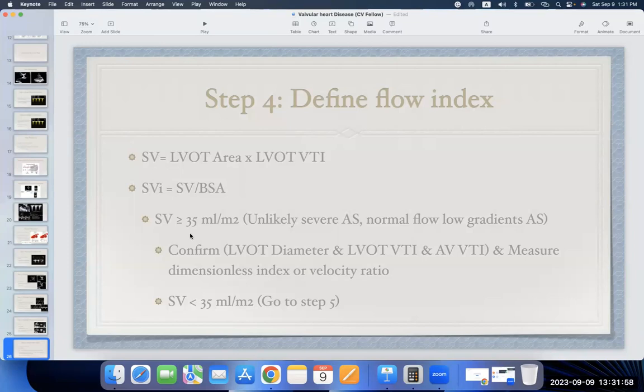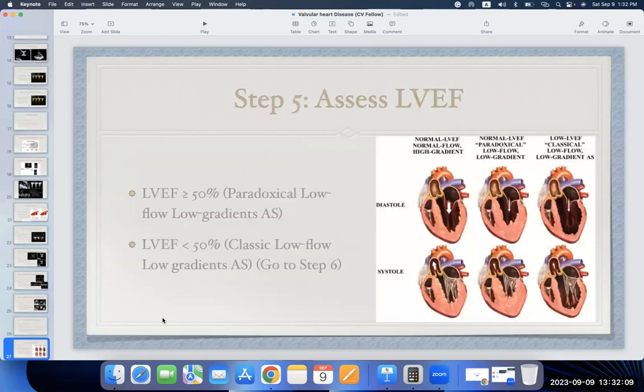There is some mistake, so you need to go back and remeasure, or maybe you can do another modality to confirm your reading. But if you have a low stroke volume, less than 35, it means you are dealing with low gradient aortic stenosis. Then you need to measure the ejection fraction. If it's 50 or more, then we say that this patient has paradoxical low flow, low gradient. Paradoxical low flow, low gradient, we usually see in elderly patients above the age of 70 with significant LVH. They will have a normal ejection fraction with low flow and low gradient.